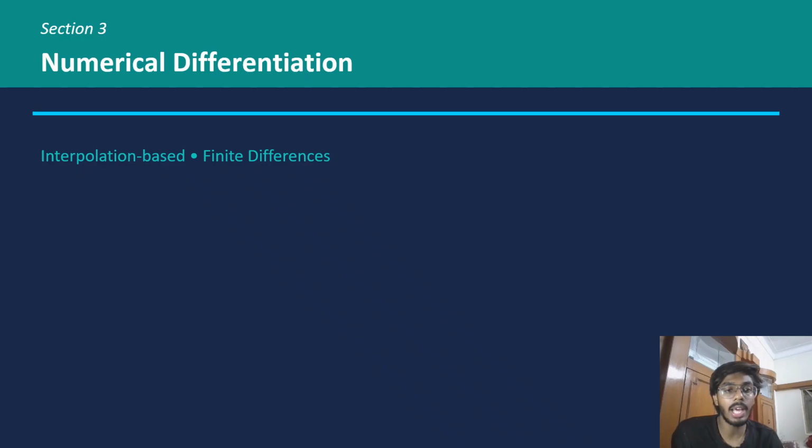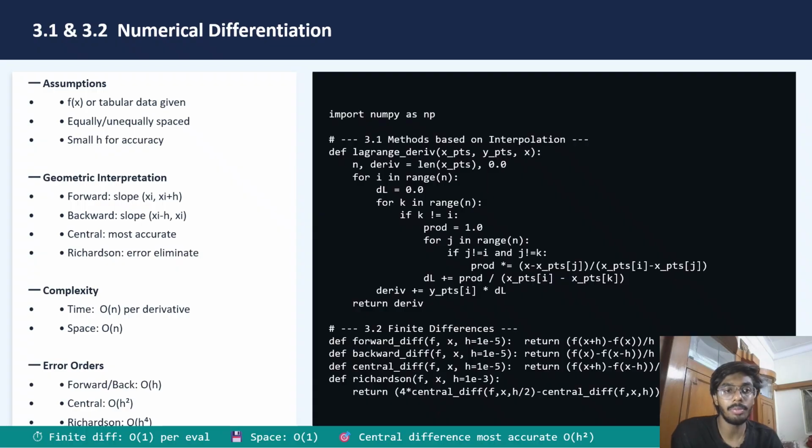Section 3 that we have is numerical differentiation, the interpolation based finite difference. Let's start with this. We have numerical differentiation. Here the assumptions are that f of x or tabular data should be given, equal and unequal spaced, with small h for accuracy. The geometrical interpretation says that for forward we have the slope between xi comma xi plus h, and for backward the slope between xi minus h comma xi. Central is more accurate, and Richardson extrapolation eliminates error. The time complexity is O of n and O of n.